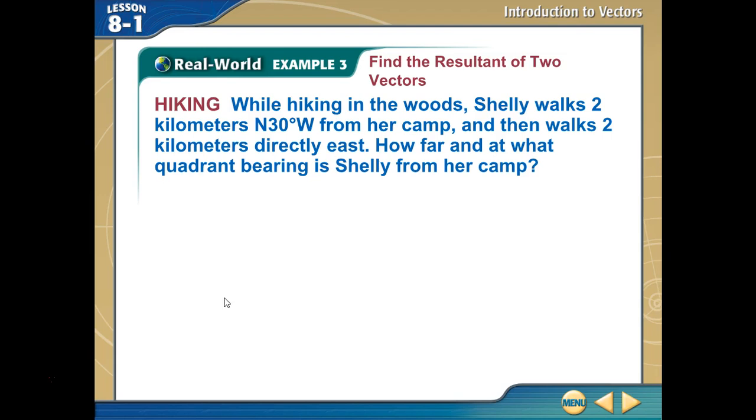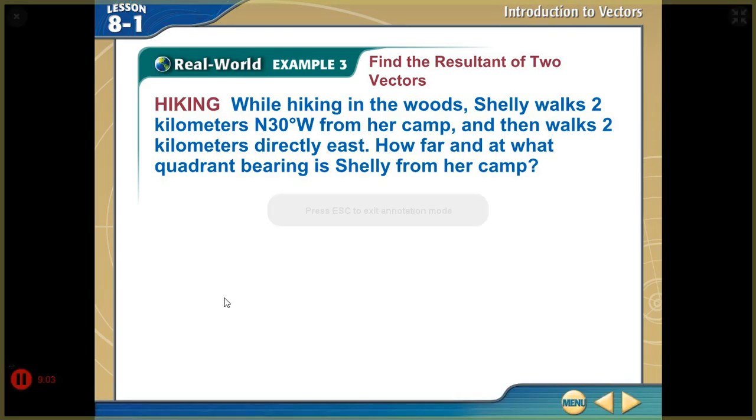So for this one, we want to make sure that we set up our coordinates. Oops. So I'm going to draw as best I can my axes, and then this is north, and then I have Shelly walking 2 kilometers north, 30 degrees west.